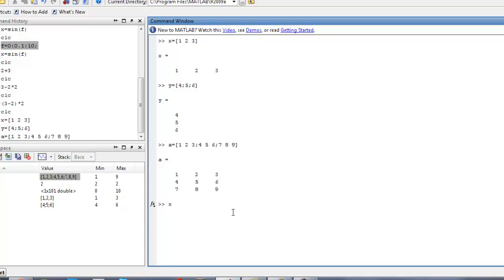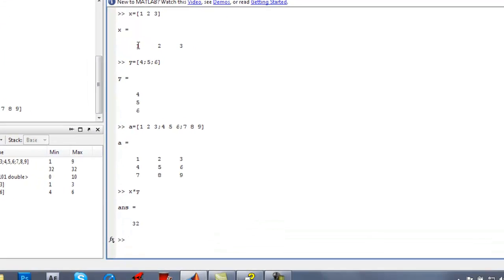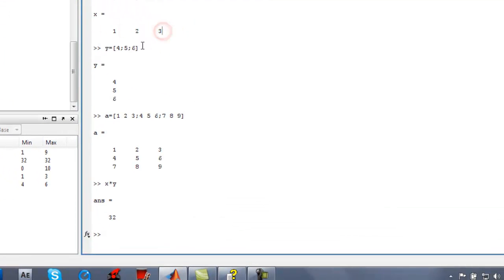So x and y are some arrays we defined earlier, and I'm multiplying x into y. Hit enter, it gives the answer 32. Yes, it is correct. It basically works on the principle of matrix multiplication. So it multiplies 1 into 4 plus 2 into 5 plus 3 into 6. It gives you the answer 32.